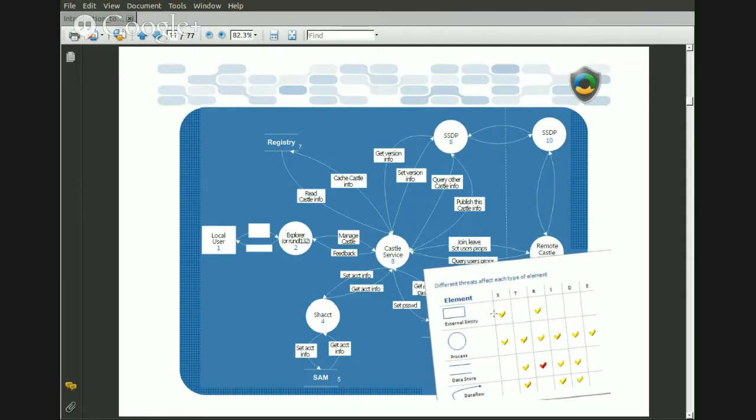Yeah, so here is pretty cool. It talks about how different threats affect each type of element. Here you have external entity, process, data store, and data flow. You have different threat elements that really do affect your actual system when you're doing threat modeling, so you need to look at all those different elements that can affect your system.